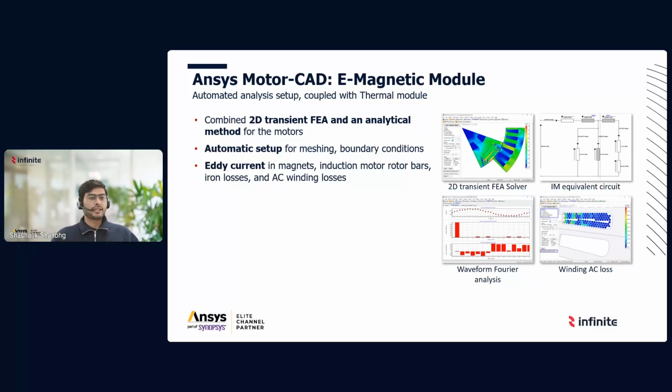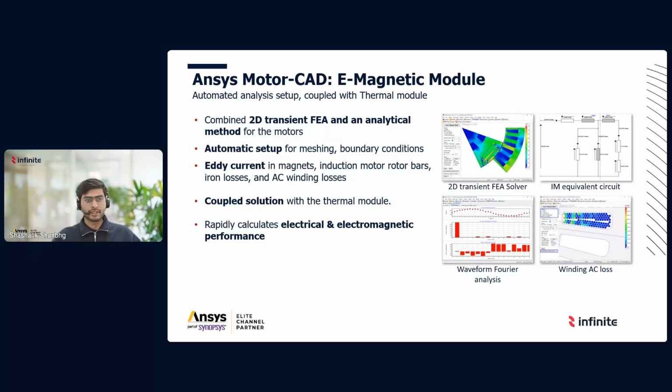And you can check for eddy currents in the magnets and induction motor rotor bars. You can check for iron losses and AC winding losses. The best thing is that you have a coupled solution with the thermal module available here. So you can see the electromagnetic performance, then take that into the thermal module and see how the machine would behave. By the end of this, it rapidly calculates the electrical and electromagnetic performance.